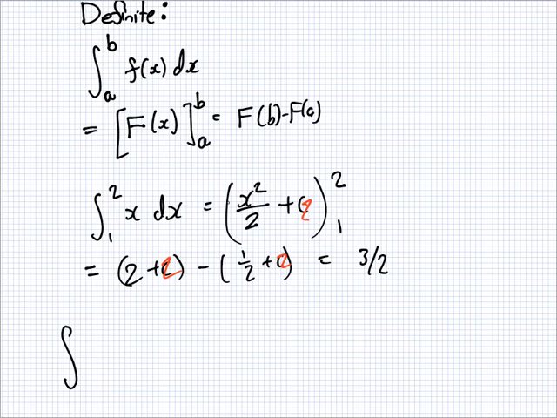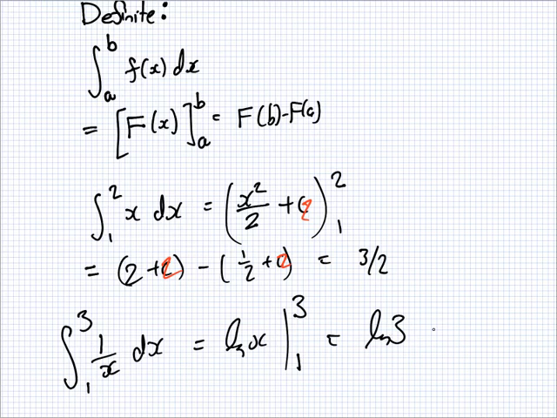I ask you to integrate something like 1 over x from 1 to 3, dx. So what does 1 over x become? Log x, from 1 to 3, which becomes log 3 minus log 1. Now what's log 1? 0. So the answer is just log 3, like that.